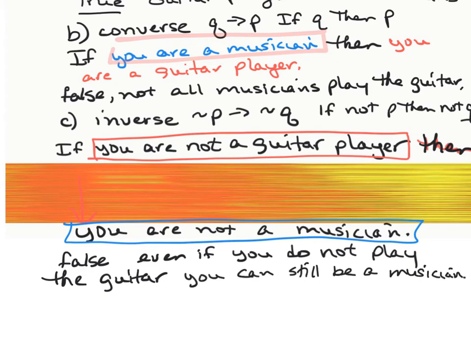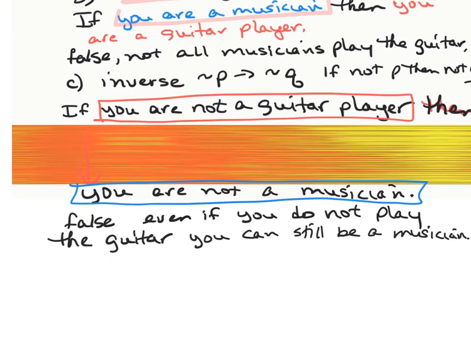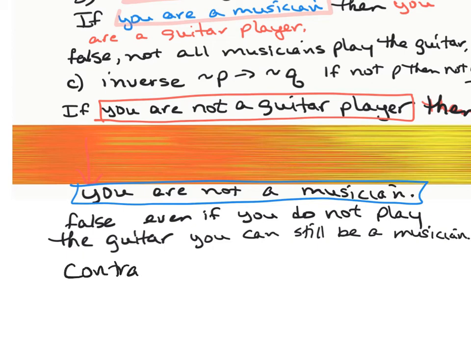Okay, last one, contrapositive. Again, remember, this is the longest one. So this one, remember, we're going to flip it to the converse and negate. So for the contrapositive, this one is going to be negate and flip.